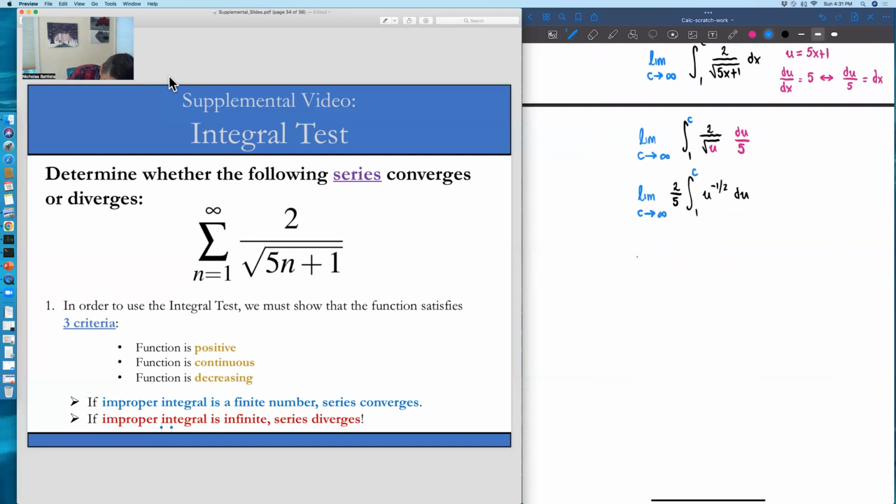So we still have this limit as c goes to infinity. We have the 2 over 5, but now we're going to integrate this. So we integrate with the antiderivative power rule. We add 1 to that power, divide by that power plus 1 as well. So we'll get u to the negative 1/2 plus 1 over 1/2 plus 1. And then finally, we'll evaluate that at the integration bounds from 1 to c. And just remember, we haven't changed the bounds in terms of u, so that is still x equals 1 to c.